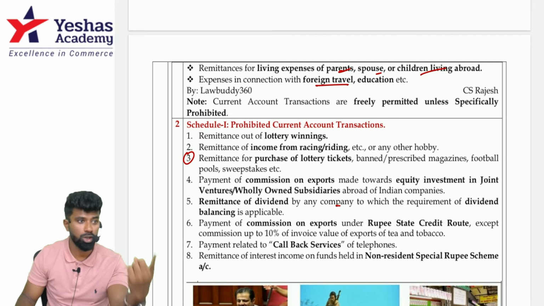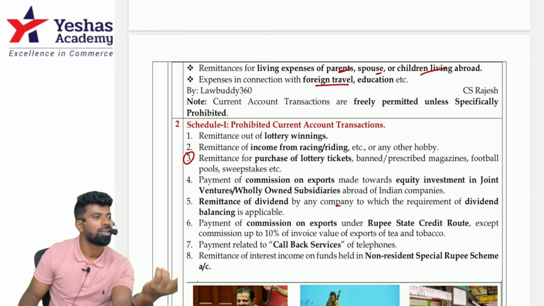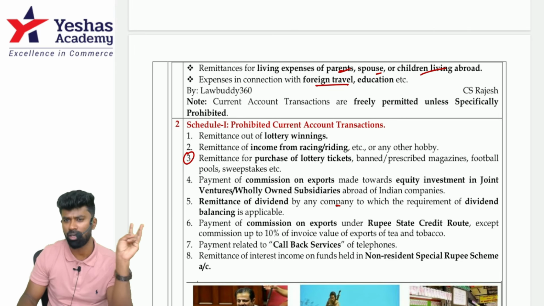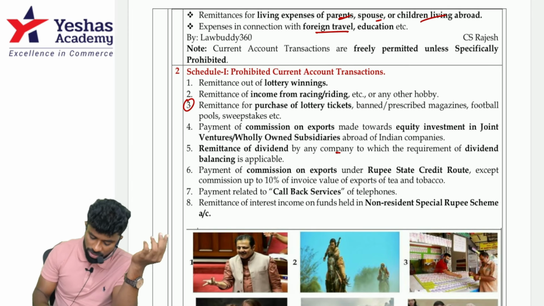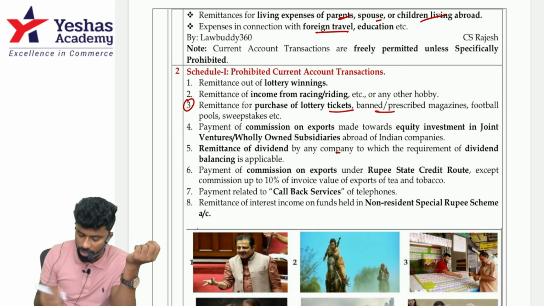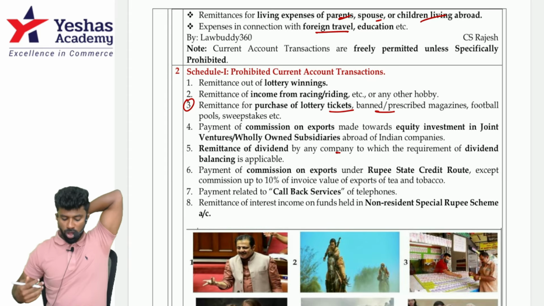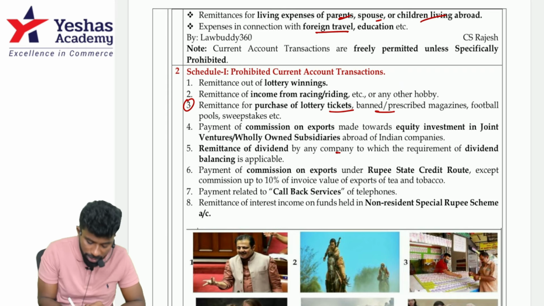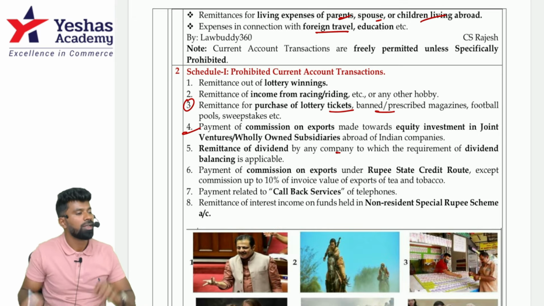Out of what winnings? Lottery winnings. Second one. Income from what? Horse race, hobbies, and trading. Third one, remittance for the purchase of lottery tickets, banned or prescribed magazines, football pools, sweepstakes, etc. Next one, fourth one, payment of commission. Payment of what? Let's listen.